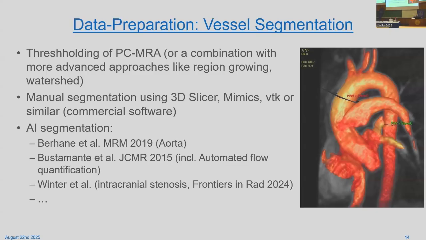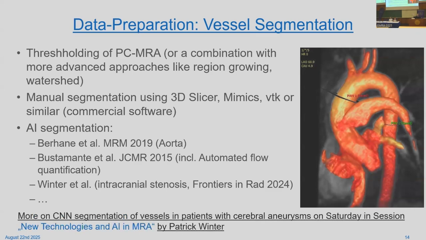Or there are nowadays a lot of AI segmentation algorithms for the different anatomies. Harbin Behane has an algorithm for the aorta. Then there are algorithms for the different anatomies that we are applying for the flow. And tomorrow in the AI session, we will see more, for example, from Patrick, on automatic segmentation, also in disease, or, for example, tomorrow then in brain aneurysms.